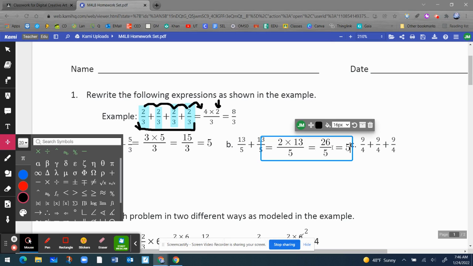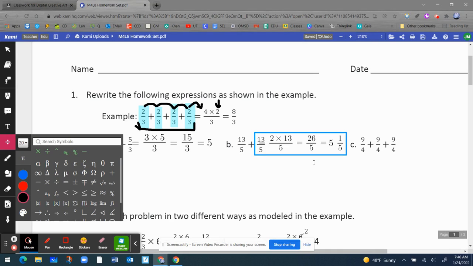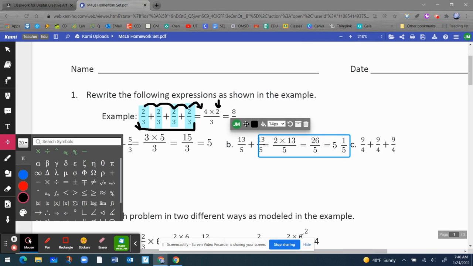And we have a fraction of 1/5. Yes, 1/5. Okay, and that will be easier to see. So now we can see that this is how you relate fractions to a repeated addition or multiplication.